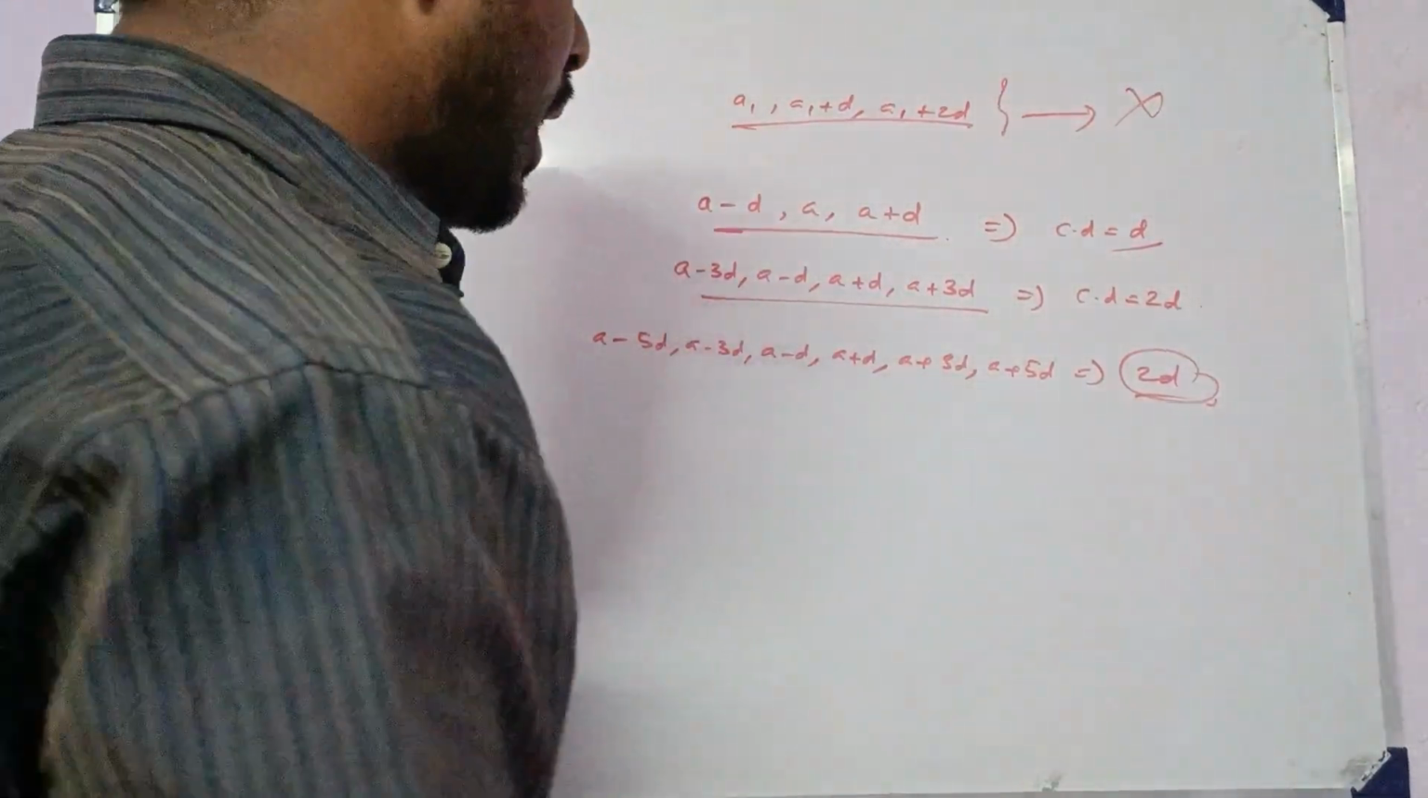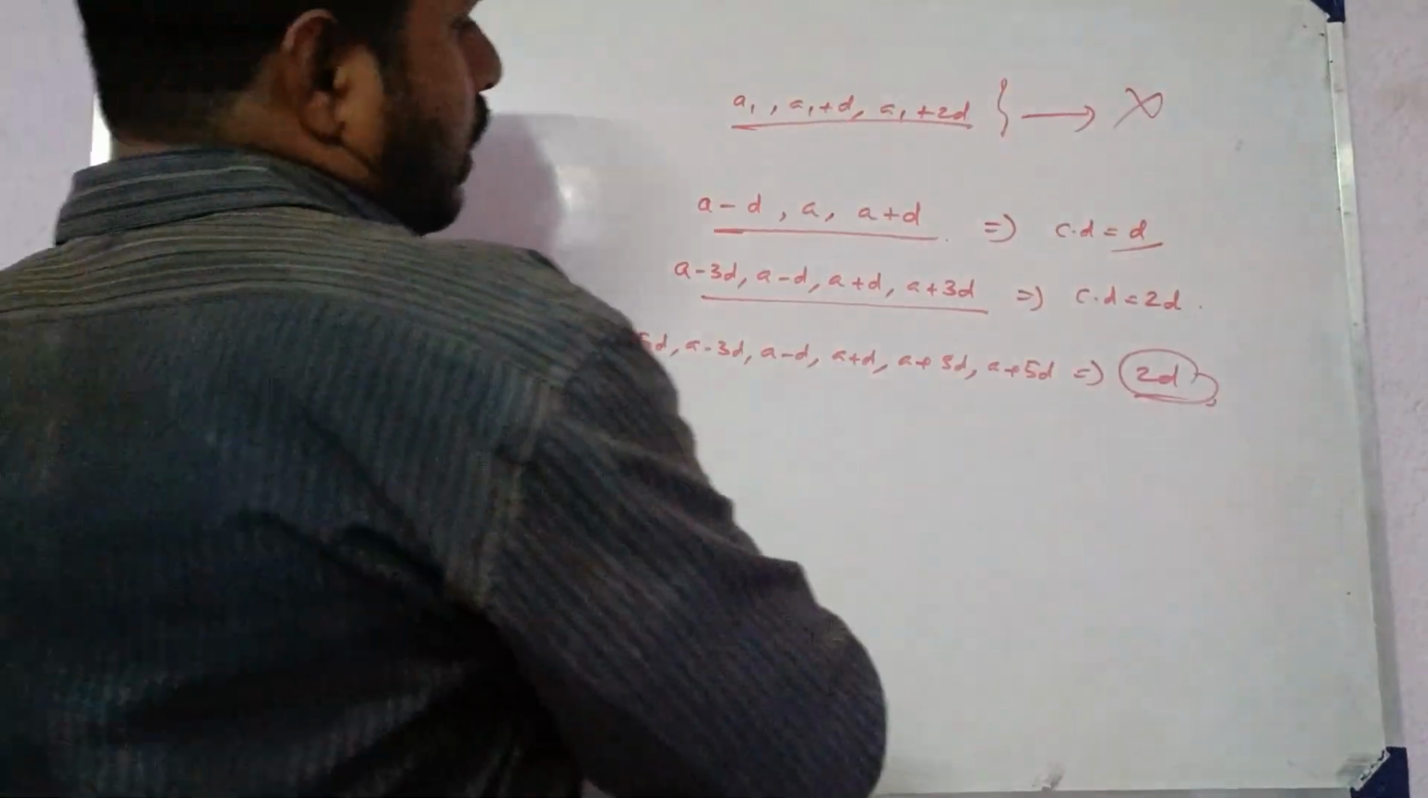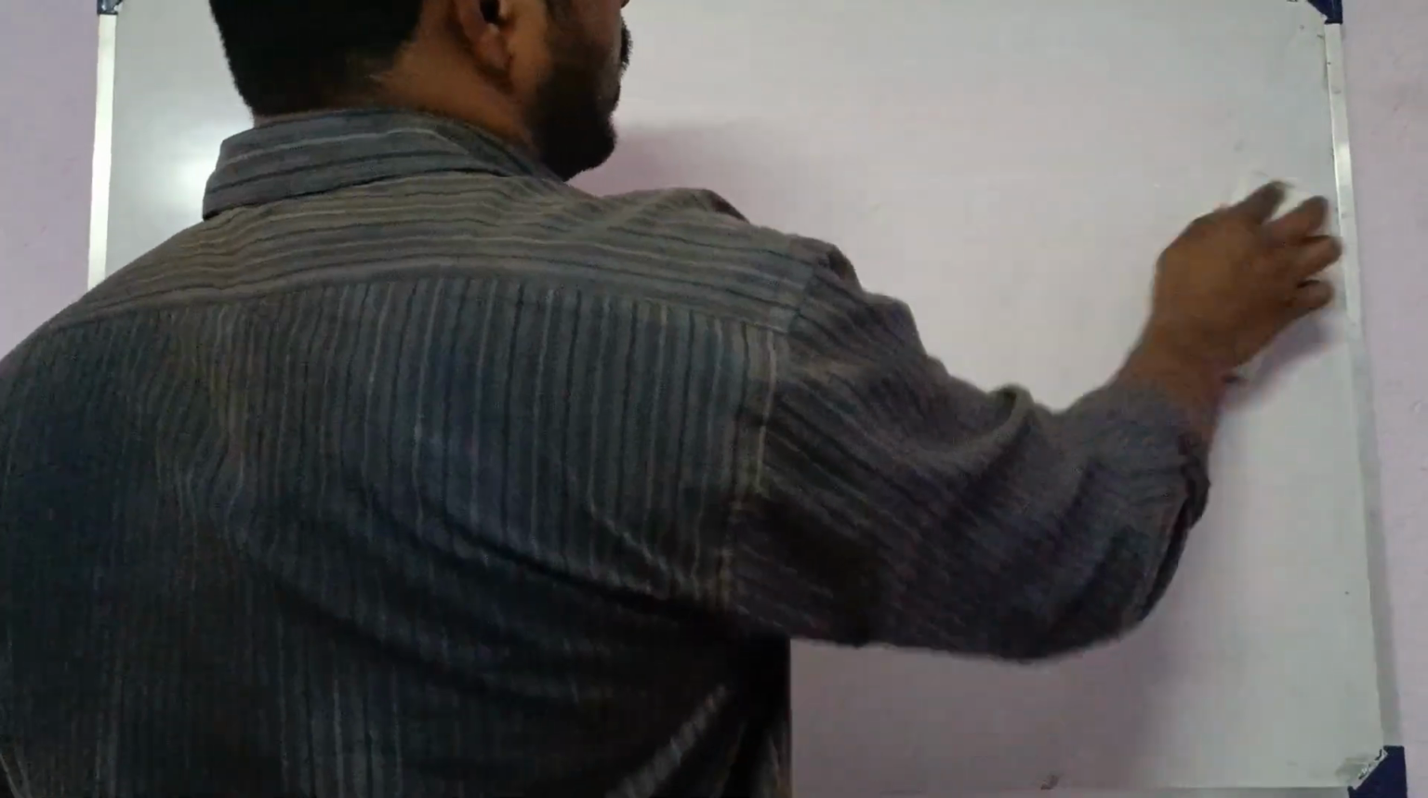Now another application. Like we have learned that the summation of first n natural numbers is n into n plus 1 by 2. Summation of square of first n natural numbers is n into n plus 1 into 2n plus 1 by 6. Now we will see why it gets applied.